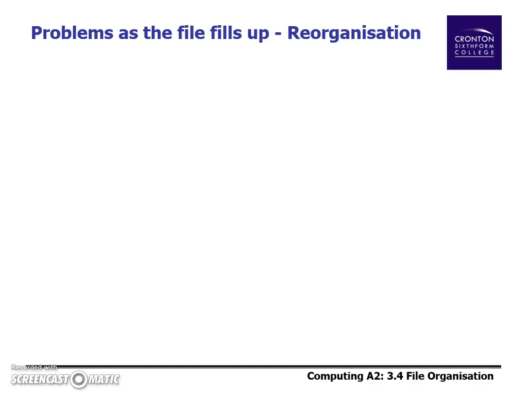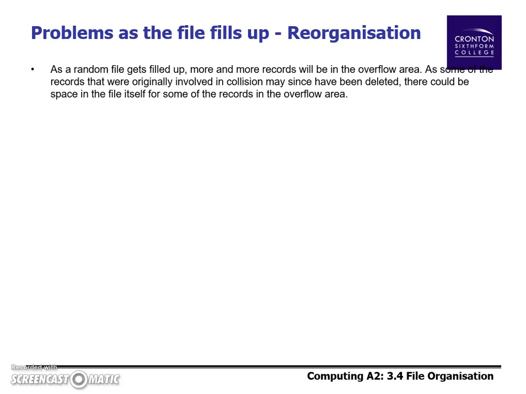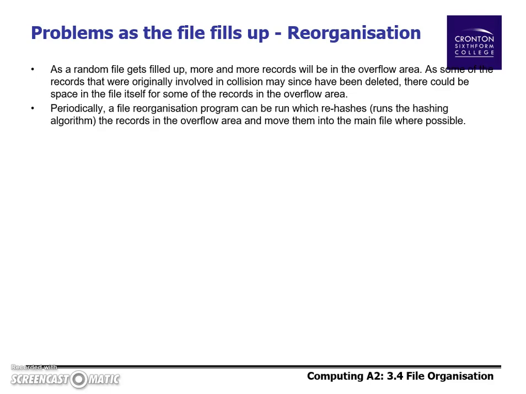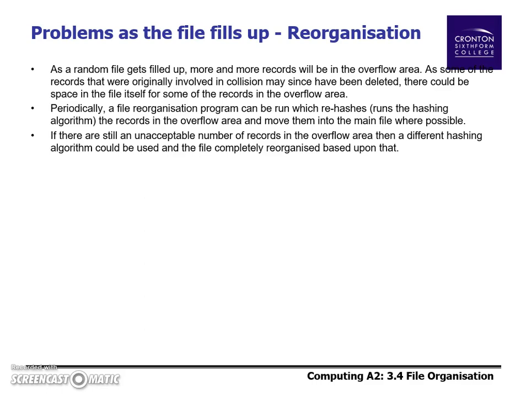So there are problems as the file fills up, so we've got reorganization. As a random file gets filled up, more and more records will be in the overflow area. Or some of the records that were originally involved in a collision may have since been deleted. There could be space left to juggle the data around. Periodically, again, a file reorganization program can be run to rehash the records. If there's still an unacceptable number of records in the overflow area, a different hashing algorithm could be used.